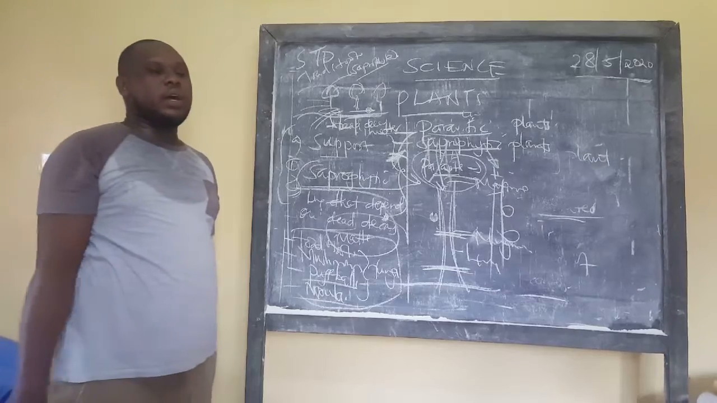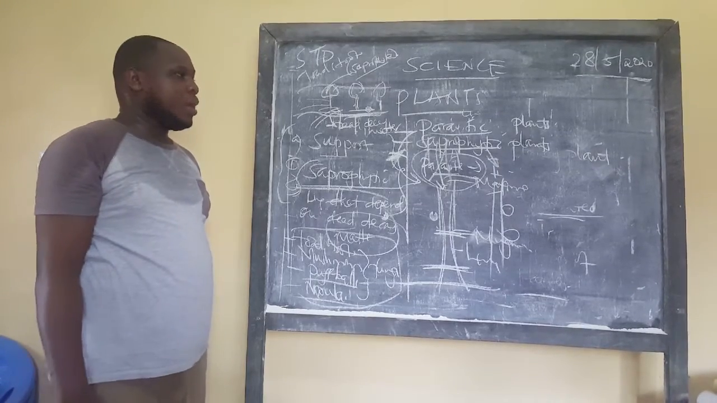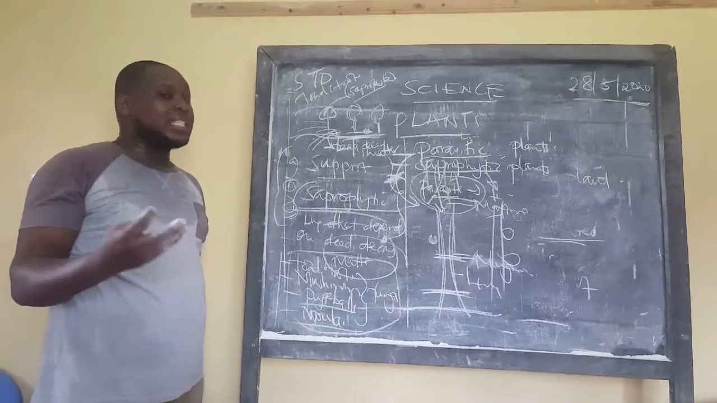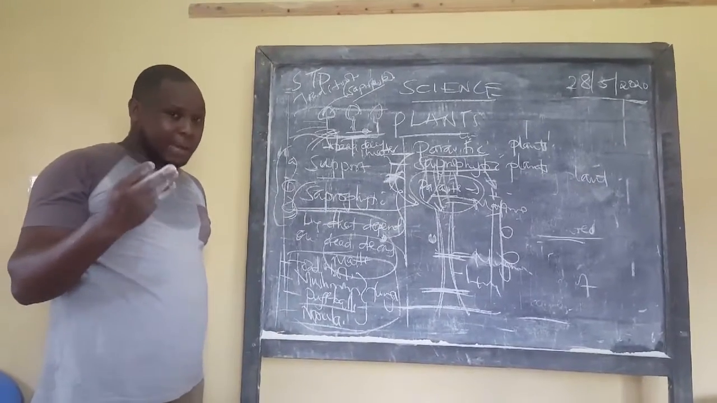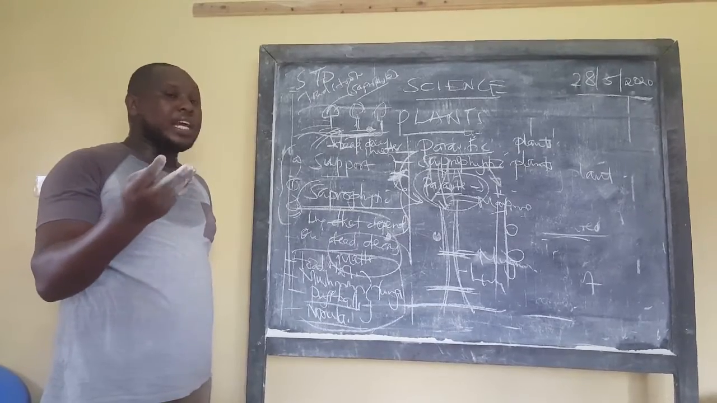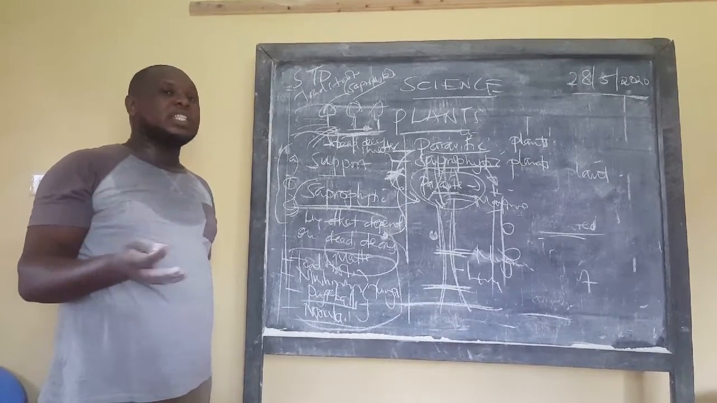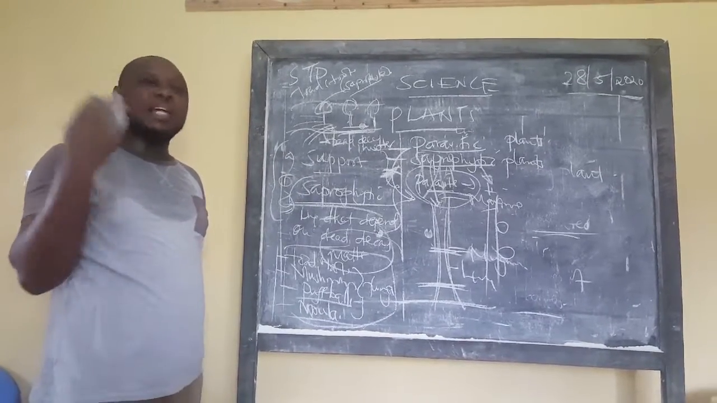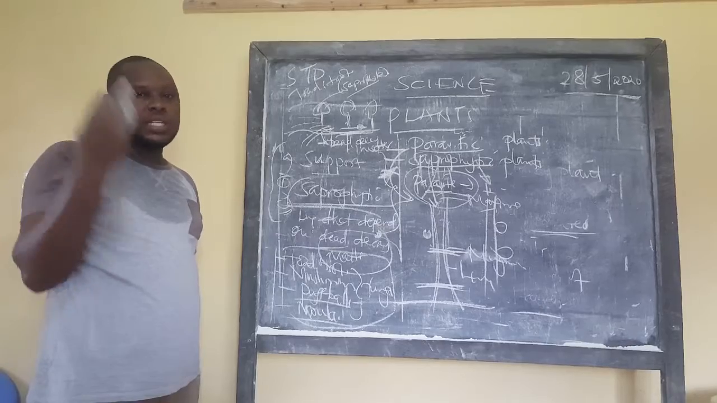I want to give you a good example. When a bee is depending on a plant for nectar, at the same time the plant is also benefiting, in that the pollen grains will be transferred from one plant to another, and so you will see fertilization taking place. So the plant needs that bee, and the bee also needs that plant.